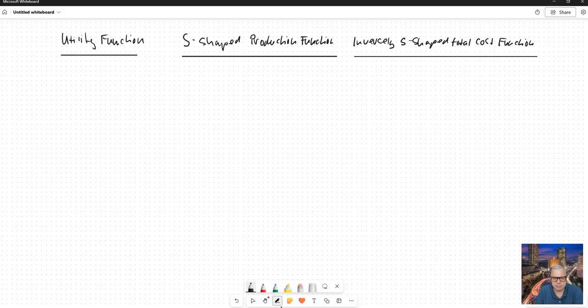So a utility function is subject to the law of diminishing utility. So it looks something like this. We have a good, let's call it X, and then we have the total utility, and a total utility function looks something like this. So it increases but at a diminishing rate of return.